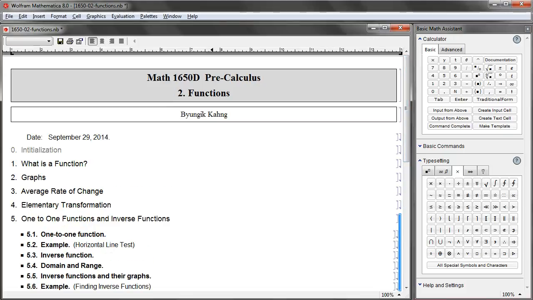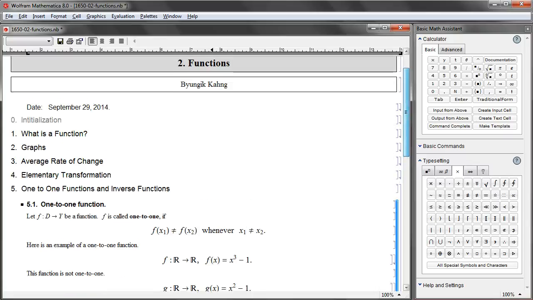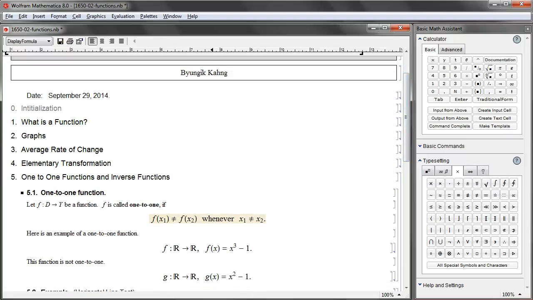Let's begin with one-to-one functions. What is a one-to-one function? Well, here's a really formal definition: function values are different whenever original variables are different. But this is a bit too intimidating. In reality, it's kind of like this. Any element of the domain uniquely determines an element in the range.